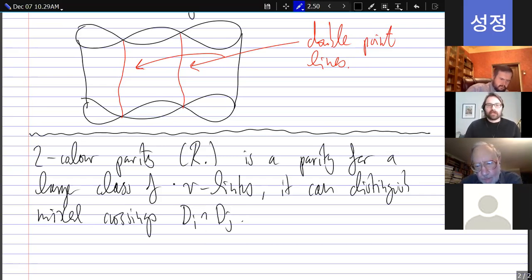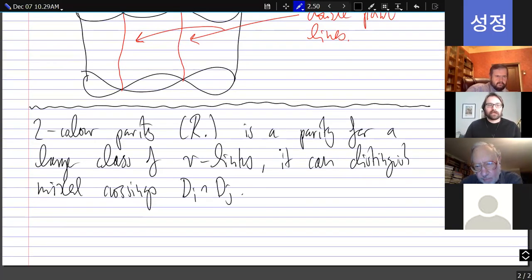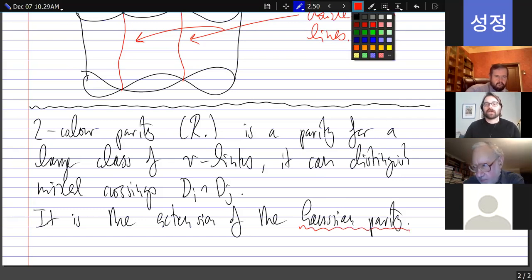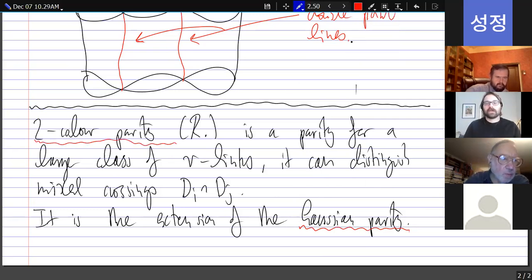And it also has a very nice feature. It's the extension of the Gaussian parity. And the Gaussian parity is perhaps the most well-known parity for knots and one of the most powerful. This is as defined by Kauffman in his self-linking invariant paper. And this two-color parity really does naturally extend the Gaussian parity to a very large class of links.